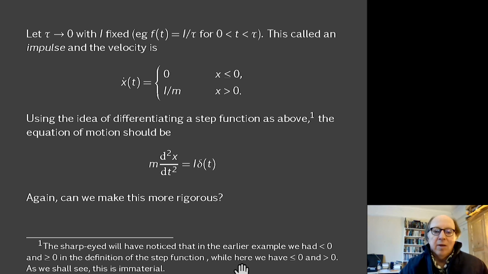There's a footnote here that says I've been quite careful with my less than or equal to's and my greater than at time t equals 0. This is beginning to look a bit fiddly, and in fact, as we shall see in a couple of lectures, it's irrelevant. The theory we're going to develop doesn't care what the value of the function is at x equals 0. You can take the left limit or the right limit, and it really doesn't matter. So not to worry about that.